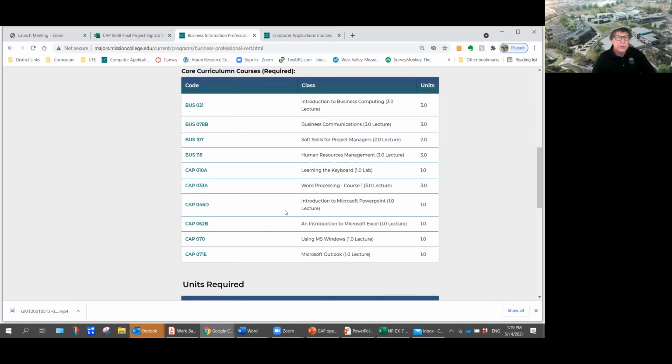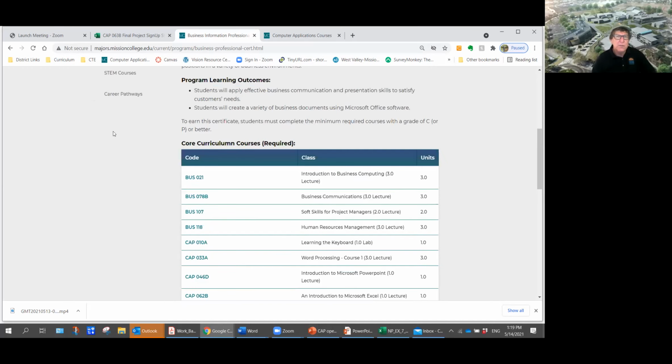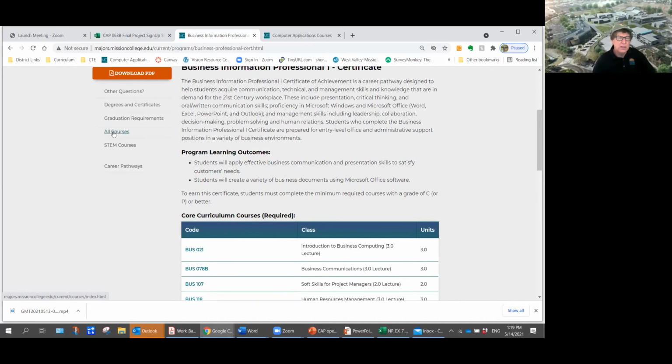In the future, we do plan to add more shorter certificates that you can use when you apply for different positions. That won't be as long as some of these specific certificates. So that's what we have upcoming.